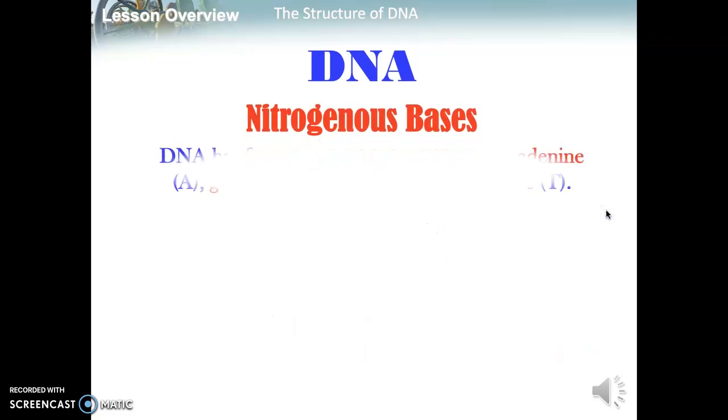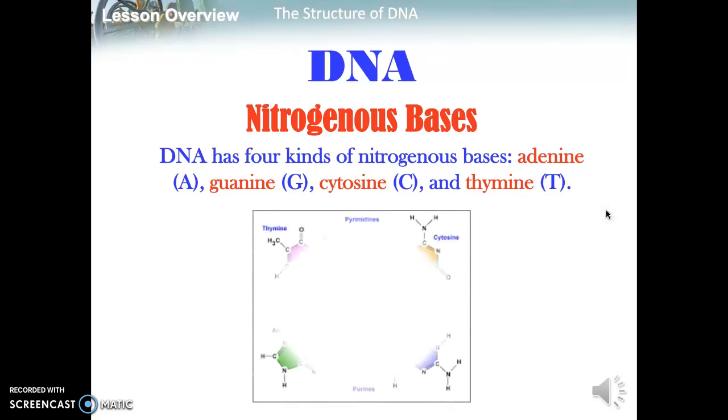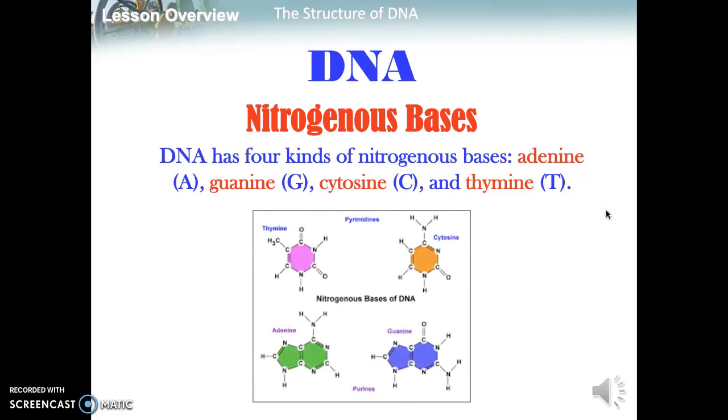As I mentioned, there are 4 different types of nitrogenous bases: adenine, guanine, cytosine, and thymine. Here they are pictured and their different shapes. You can see that thymine and cytosine are single rings, and that adenine and guanine are double rings, and we talked about that earlier in the year.